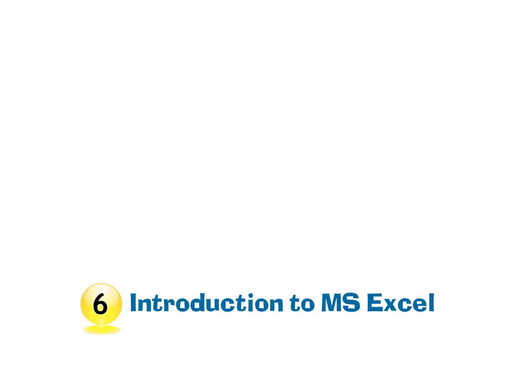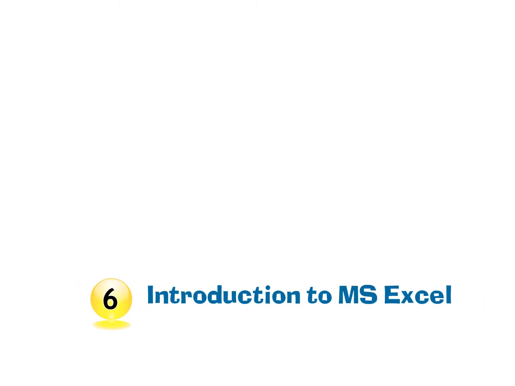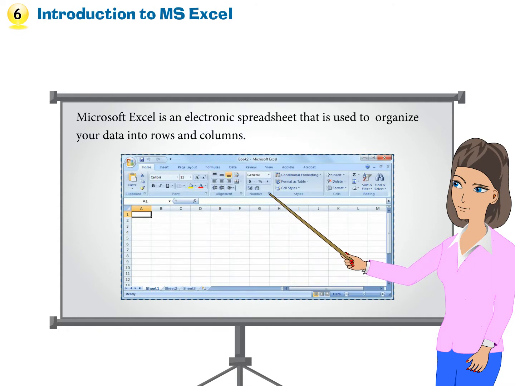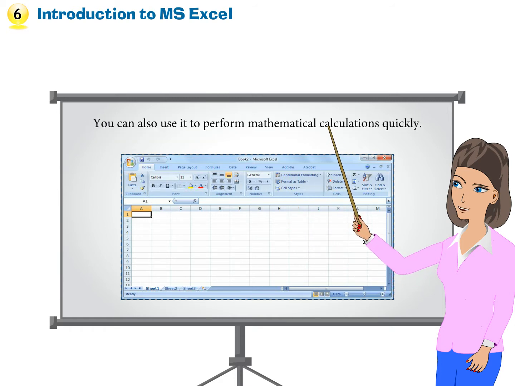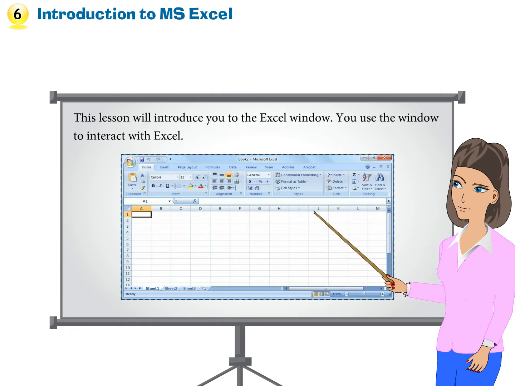Chapter 6 Introduction to MS Excel. Microsoft Excel is an electronic spreadsheet that is used to organize your data into rows and columns. You can also use it to perform mathematical calculations quickly. This lesson will introduce you to the Excel window. You use the window to interact with Excel.